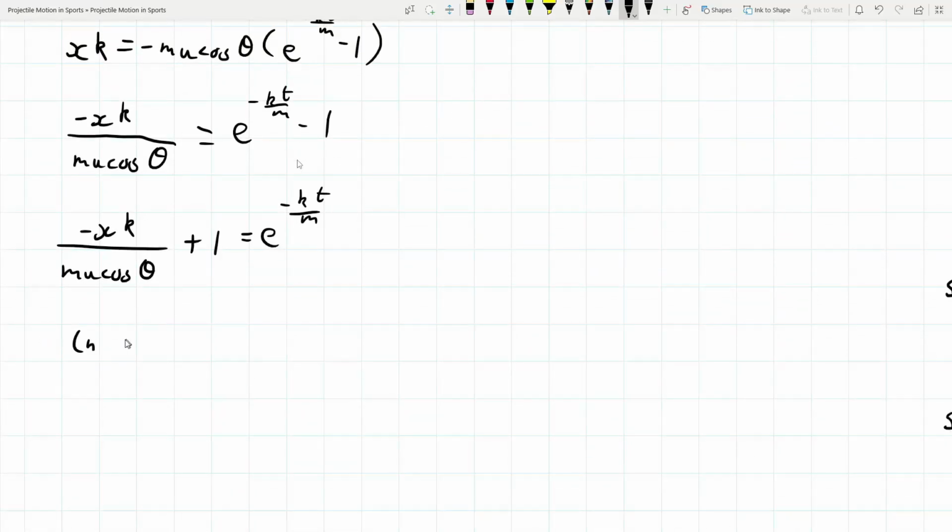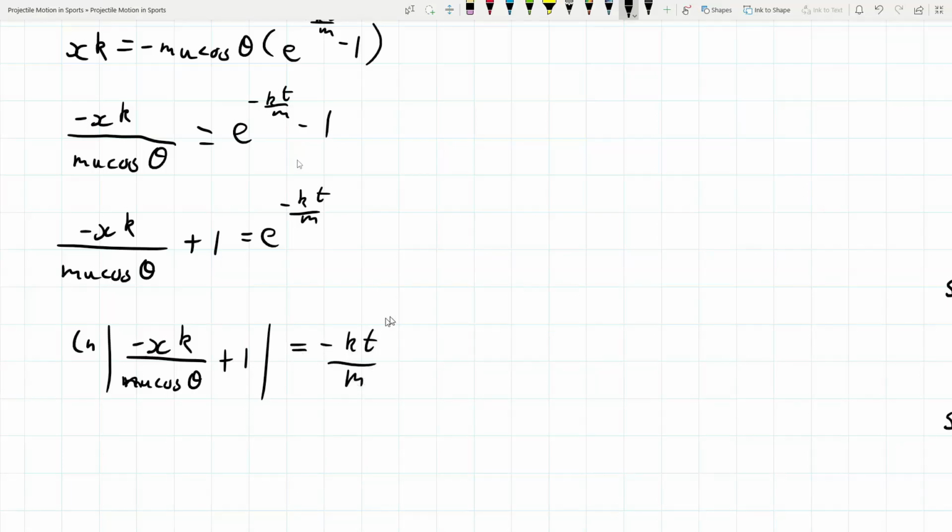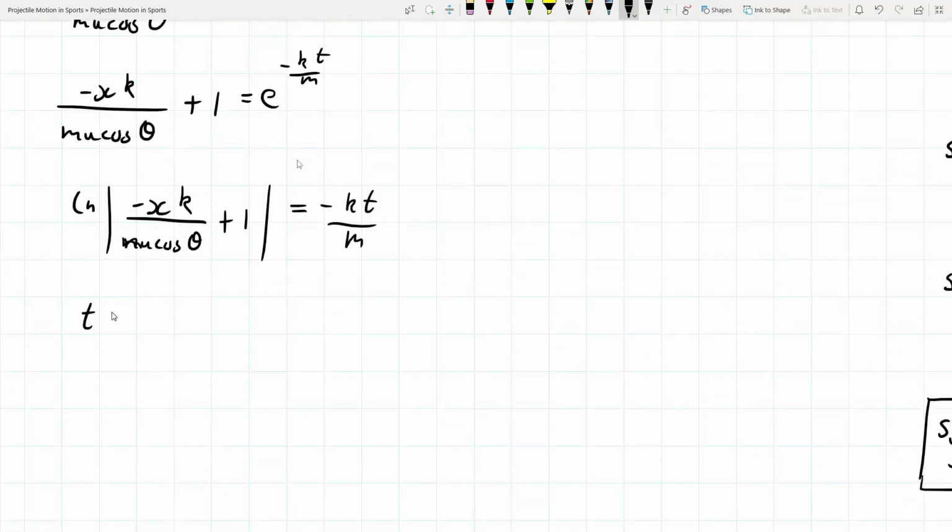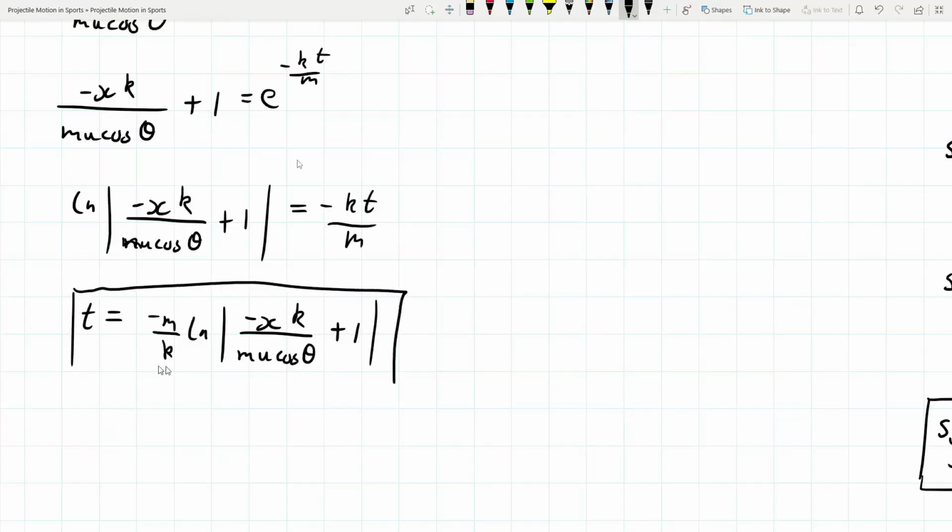So we get ln of the absolute value of minus xk over mu cos theta plus 1, and then the end of the absolute value sign, equals minus kt over m, which means that t is going to be equal to minus m over k multiplied by ln of minus xk over mu cos theta plus 1. Okay, so that's our equation for time.